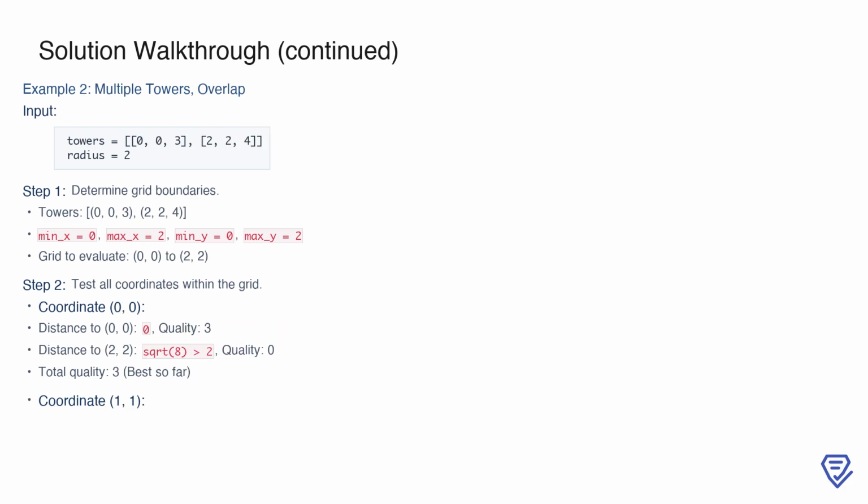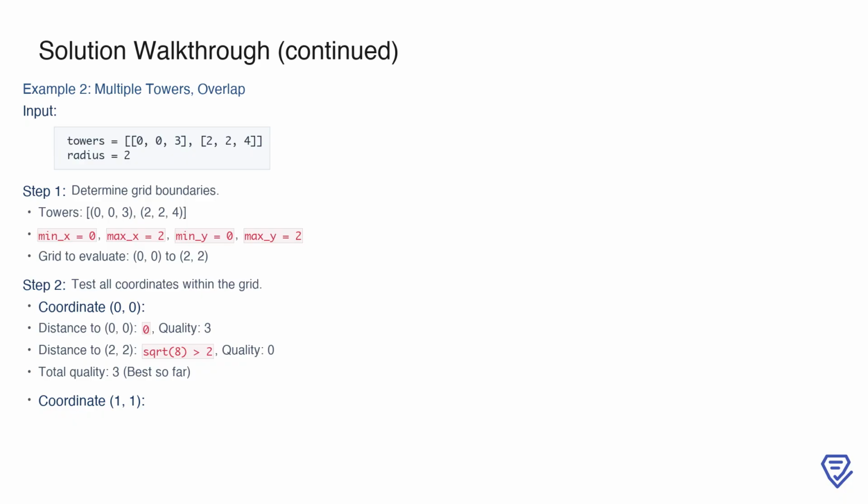Now, we consider a more complex case with multiple towers, where their coverage areas overlap. The input includes two towers, one at 0, 0, with a quality of 3, and another at 2, 2, with a quality of 4. The radius for both towers is 2. To determine the grid boundaries, we use the minimum and maximum x and y coordinates, which results in a grid spanning from 0, 0 to 2, 2.